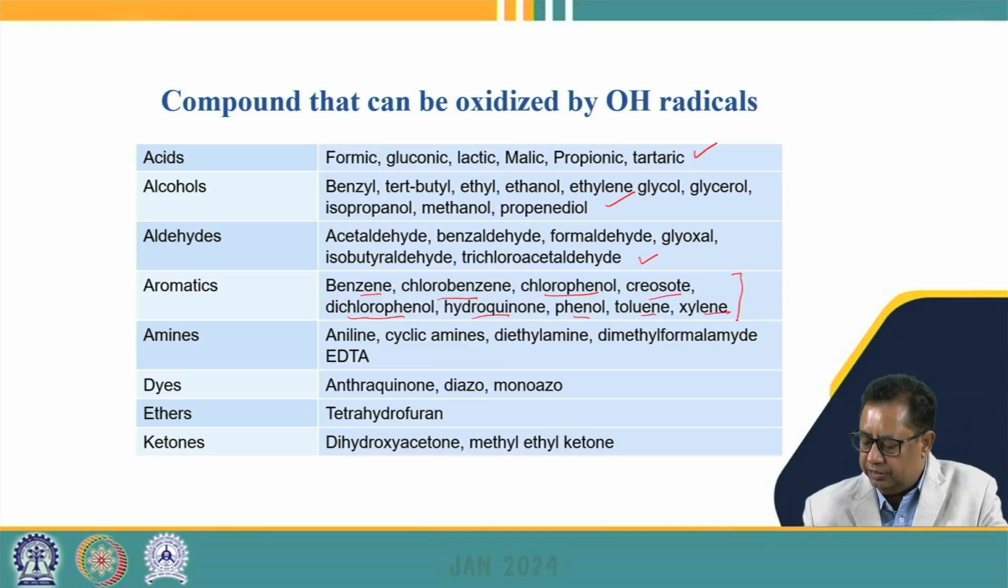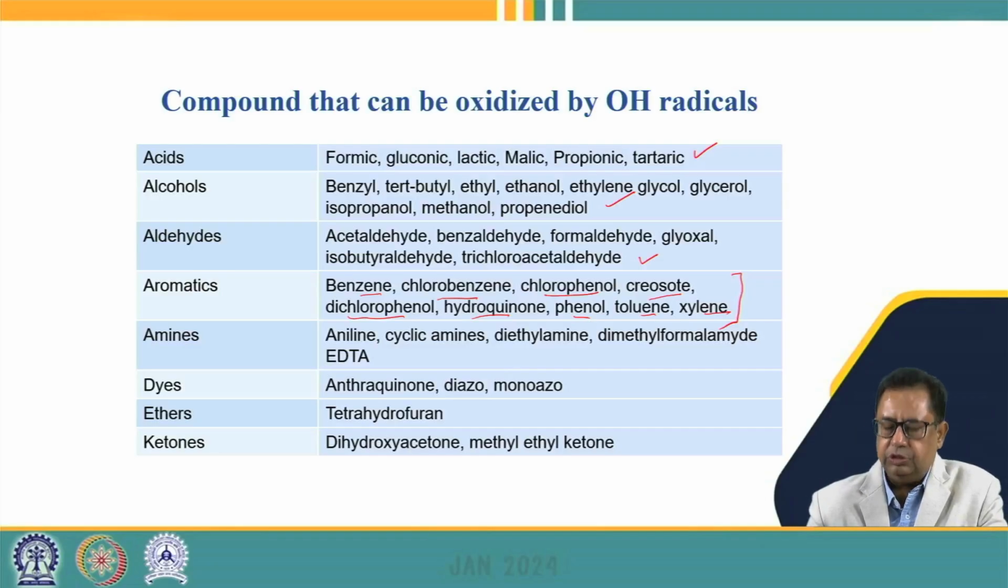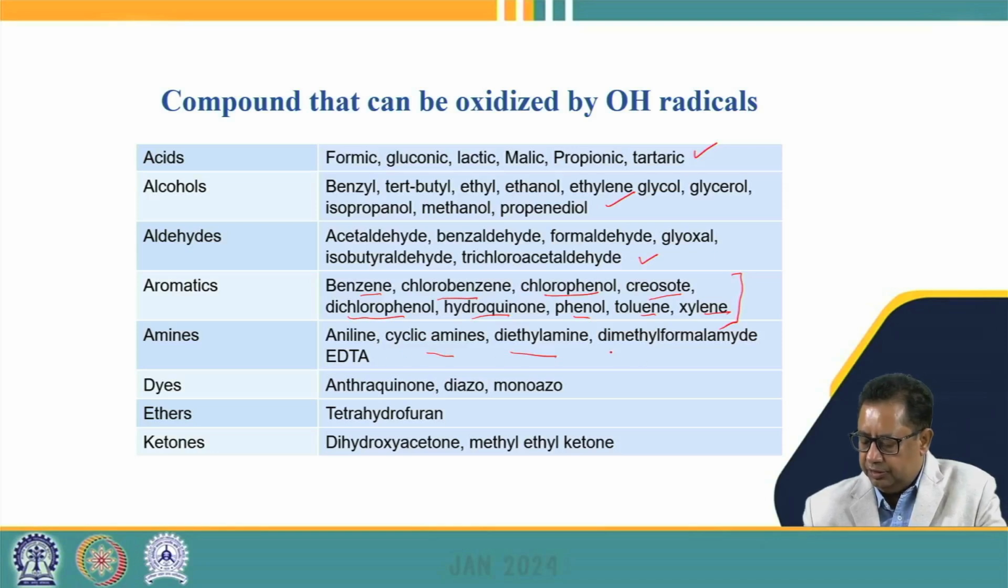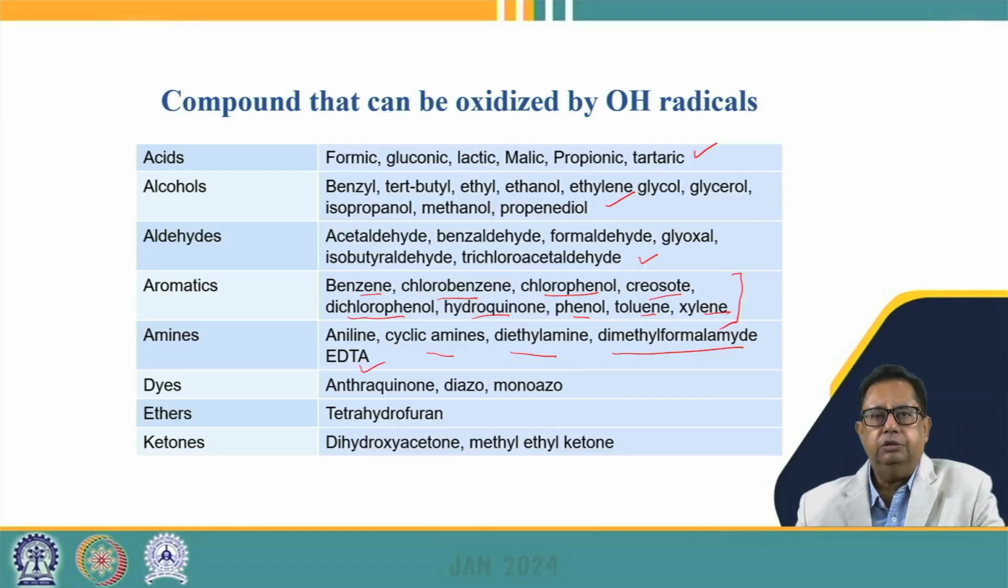These are very highly recalcitrant compounds and they cannot be degraded by naturally occurring microbes. It is very difficult to remove these compounds during conventional processes. For example, phenols, which are present in domestic wastewater also, are very difficult to degrade by conventional processes. So that's why we can use advanced oxidation processes for degradation of such compounds. Similarly, we can have amines like anilines, cyclic amines, diethylamine, dimethylformamide, and EDTA, which can be degraded by using advanced oxidation processes.